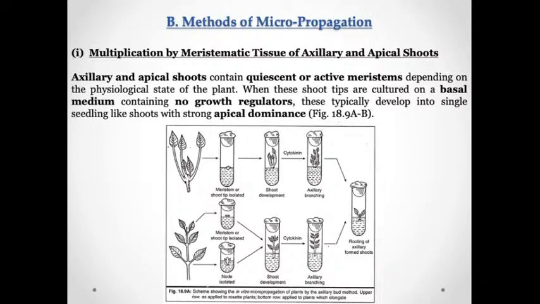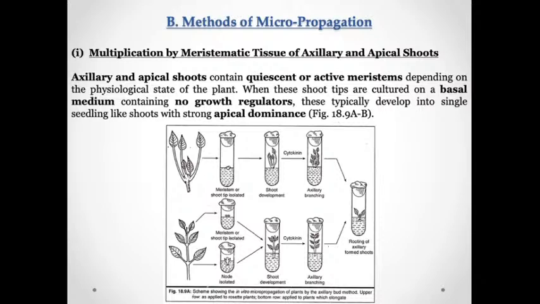First is by axillary and apical shoots. Axillary and apical shoots contain mostly quiescent or active meristems depending upon the physiological state of the plant. When these shoot tips are cultured on a basal medium containing no growth regulators, they typically develop into single shoots with apical dominance.